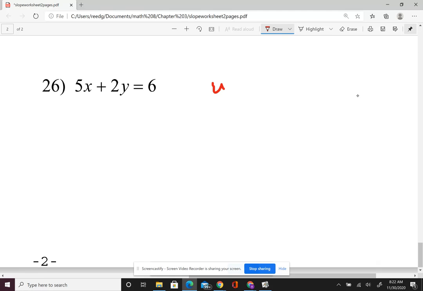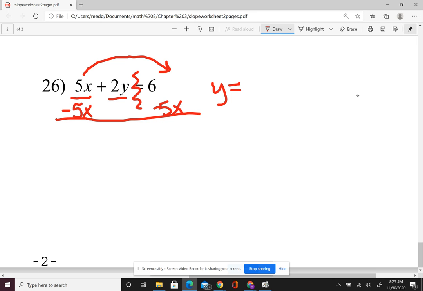We want it in the form of y equals. So we want y by itself. So here's my equal sign right there. On the left-hand side, I have a 5x and a 2y. I want to keep the y there, but the 5x has to go over to the other side. We want it away from there. What's the opposite of 5x? Negative 5x. So 2y equals negative 5x plus 6.